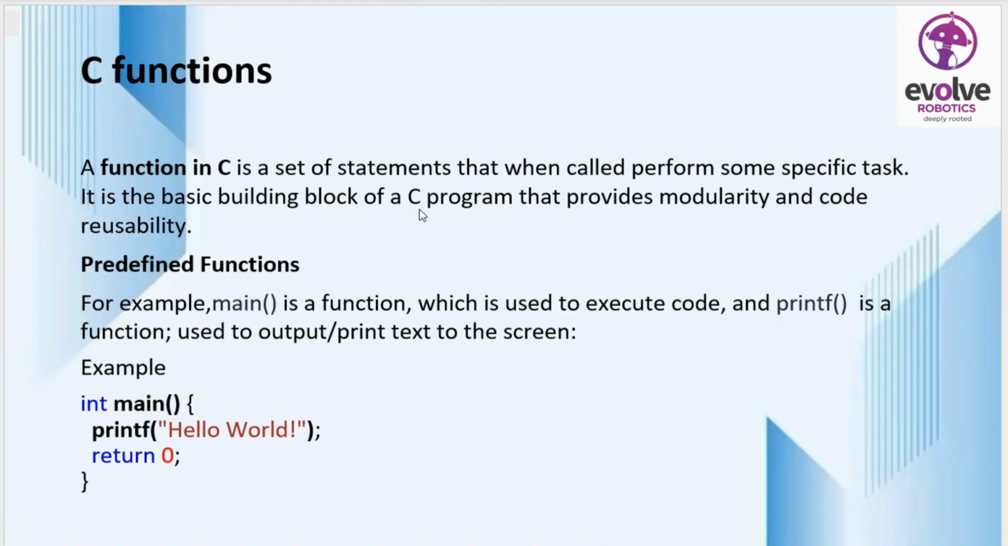Predefined functions. In C program, there are several predefined functions that are available for use without requiring any explicit function declaration. These functions are provided as a part of C standard library and can be directly used in a program by including these respective files. For example, main is a function which is used to execute code, and printf is a function used to output or print text to the screen.